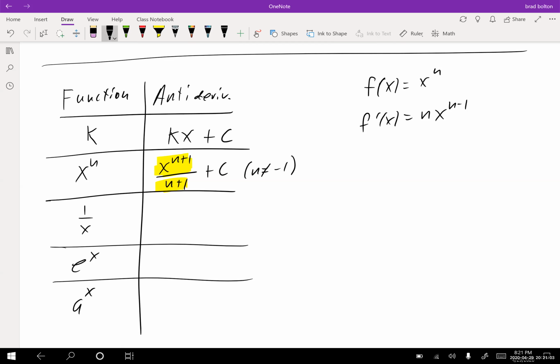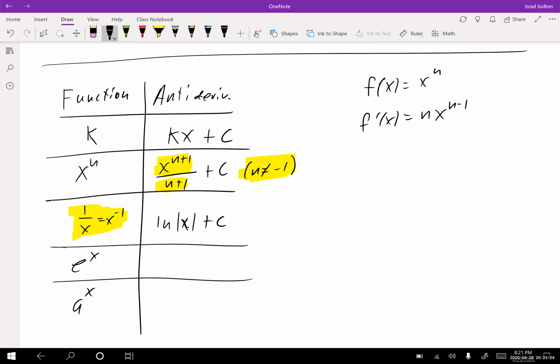1 over x, well, you guys know that that's the ln of the absolute value of x. Don't forget the absolute value of x, because you'll have to guarantee that x is always positive when you're working with natural logs. This is the case when n equals -1, because this is actually x to the -1. That's why over here they say n cannot be -1, because it's this case right here.